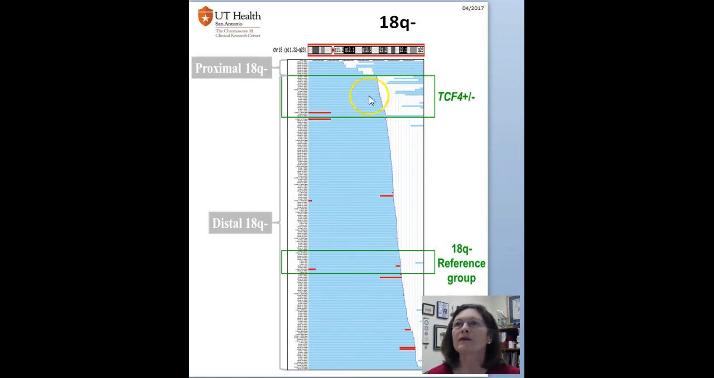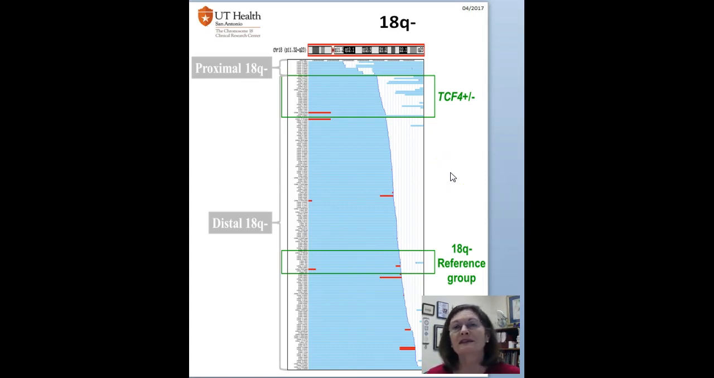So we separate out the TCF4 group, and we show that by having TCF4 and then a plus minus, meaning they have one copy and they have a deletion of the other copy. So all these people down here are TCF4 plus-plus because they have two copies of TCF4.